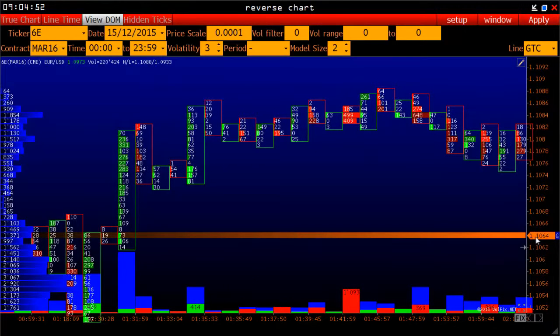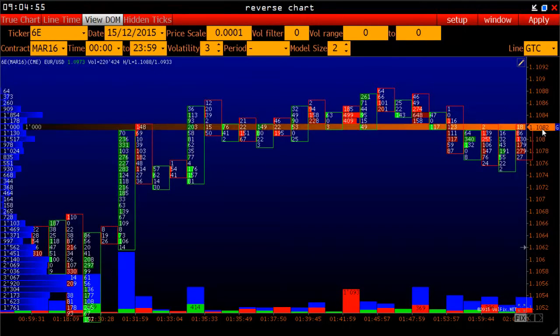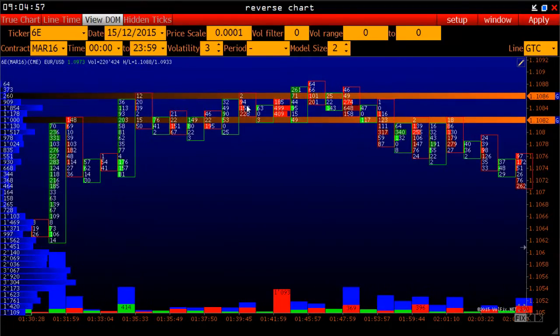Again, at this level we could take a short position, since a large spike in sales came until a large surge of purchases.